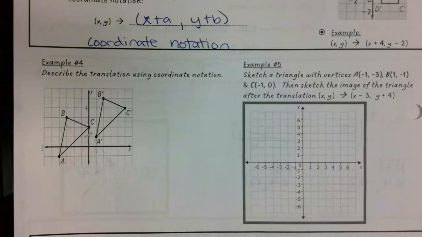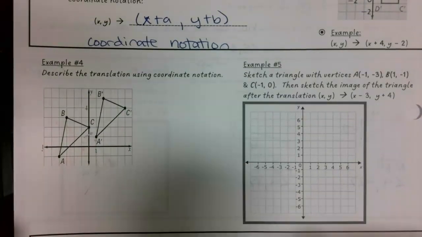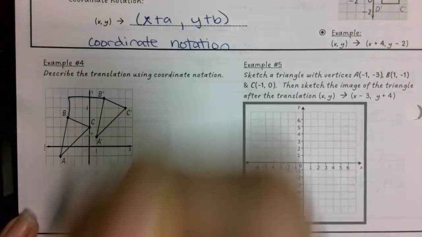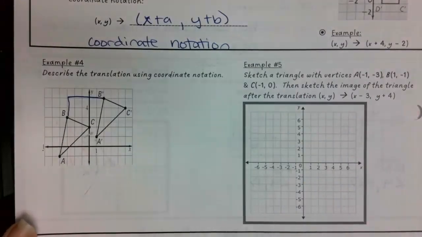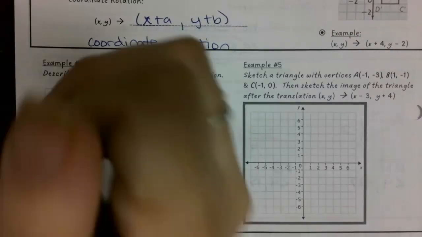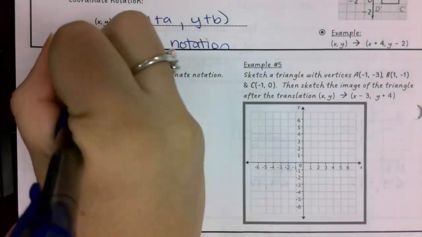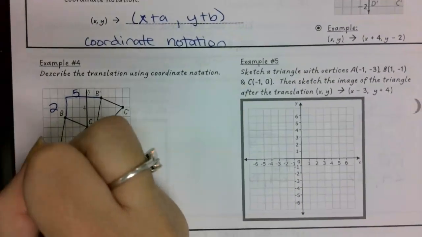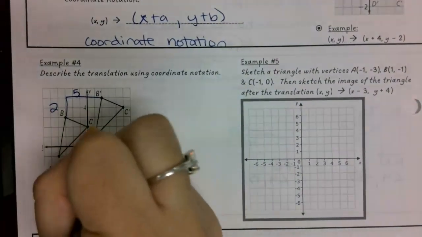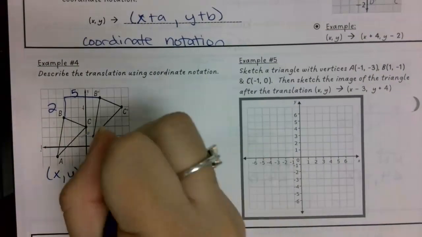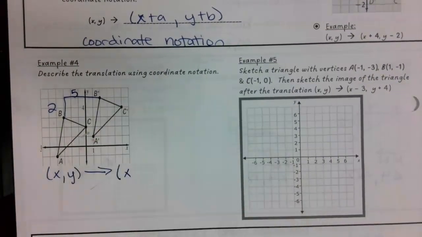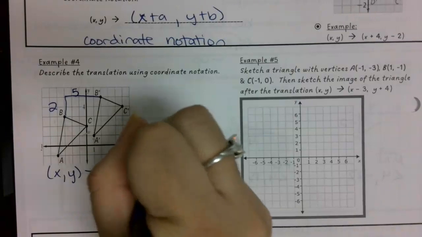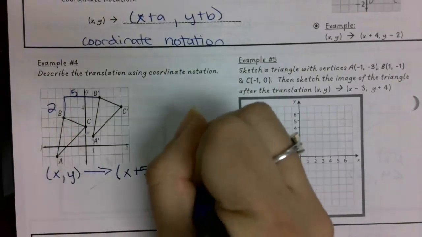So number 4 wants me to describe the translation using coordinate notation. So how many squares am I going up? And how many am I going right? 5. So I start off, all of these will start the same. I do x comma y, and then my arrow. Which of those two numbers is being added to x, 2 or 5? No, remember x is always left and right. Yeah, the 5. And then that means the 2 has to be added to the y.